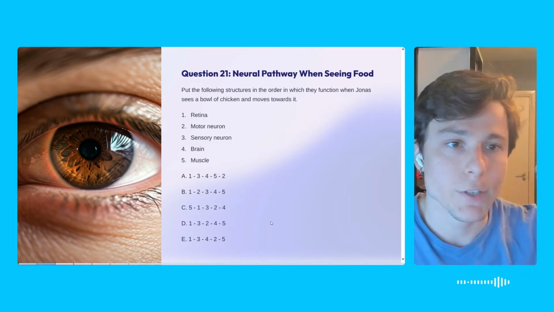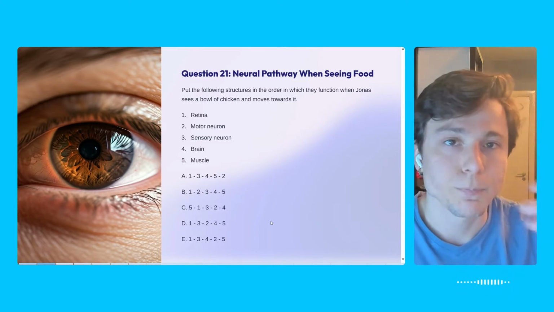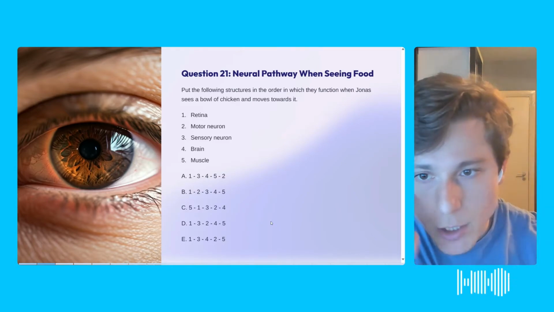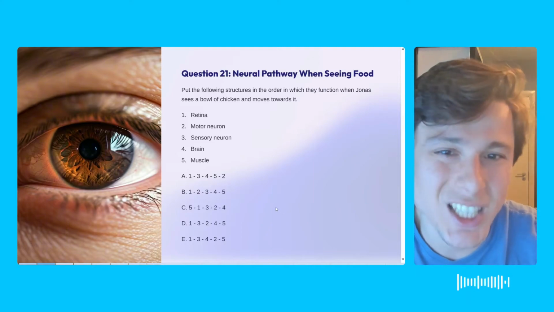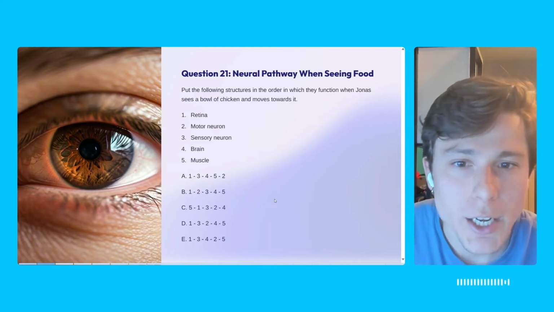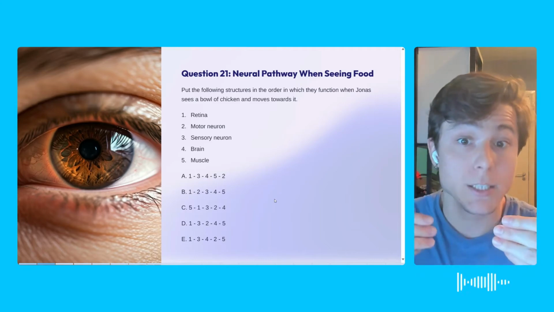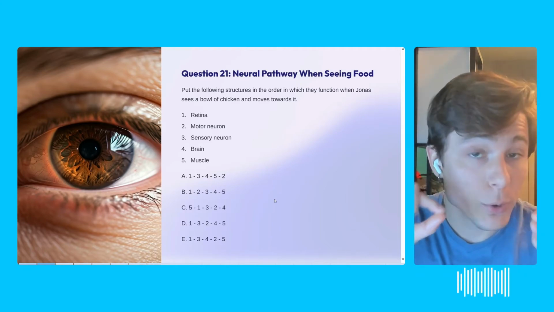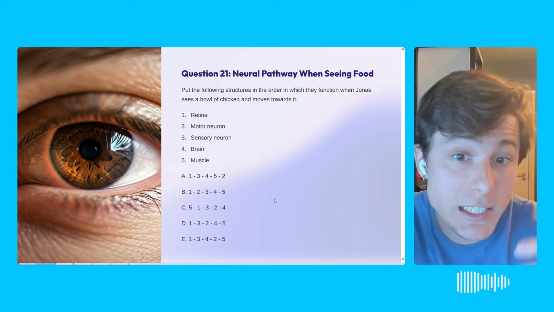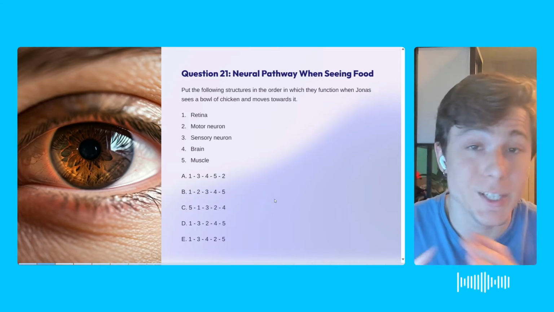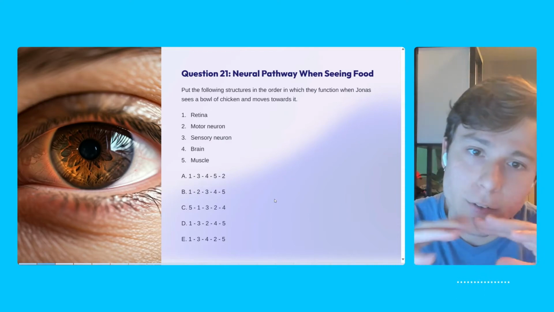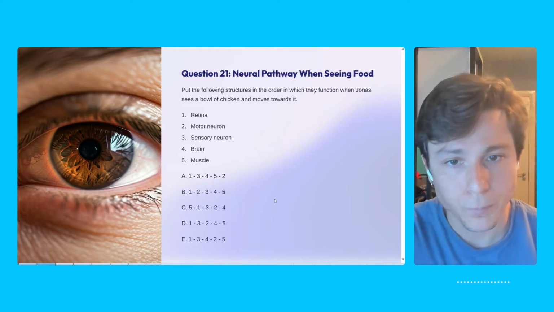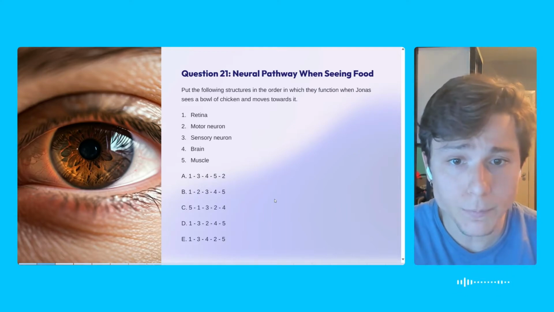Okay, so basically, if Jonas is seeing a bowl of chicken, there's a visual stimulation that first goes through the eye. We have this little structure here called the retina, and this is directly connected to our brain through a neuron that we're going to call a sensory neuron. It doesn't do anything but drag information, a message, to our brain. Okay, so far we have number 1 and number 3.